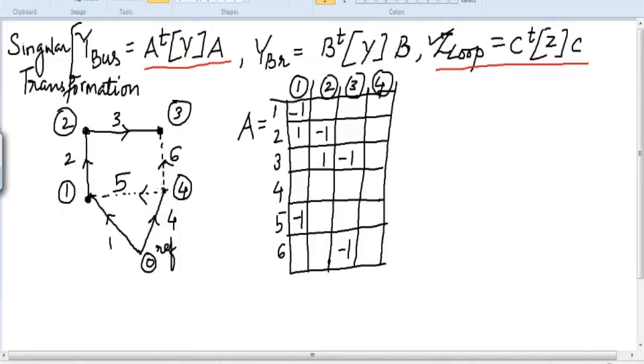And for the fourth column, we have to go to node number 4. At node number 4, we have 5 and 6 as outgoing. So we will put 5 and 6 as positive, and 4 is incoming, so we will put 4 as -1. Rest all the entries will be 0. Is that clear, everyone?